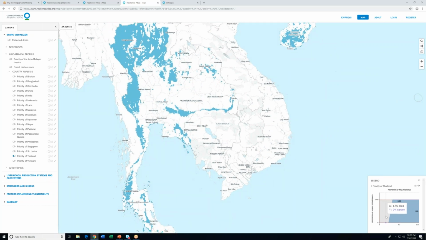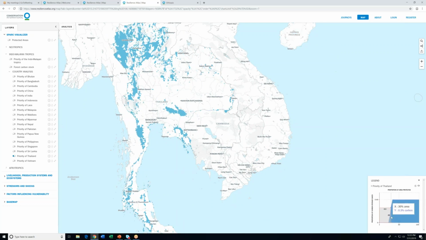So on the screen now is the same solution for Thailand. There was something weird with the protected area in Thailand, so that little blue area in the middle is actually protected. We'll need to clean that up a little bit. Thailand currently has about 22% protected area coverage, so the solution here in the bottom right starts at about 22 to 25%. That's where the solution starts.